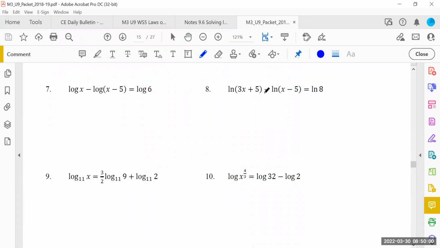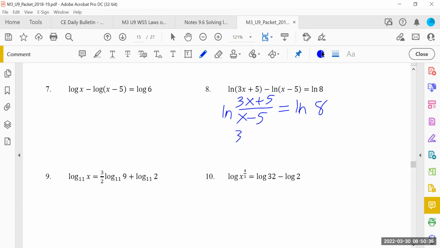Sapphire, how do I put together these two logs? Division. So everybody, we've got 3x plus 5 divided by x minus 5 equals the natural log of 8. Once you get it to be a natural log on both sides, what do we do next? Rania, what's our next step here? Once I have a natural log equals a natural log. You can take the logs away. Yep. So just 3x plus 5.